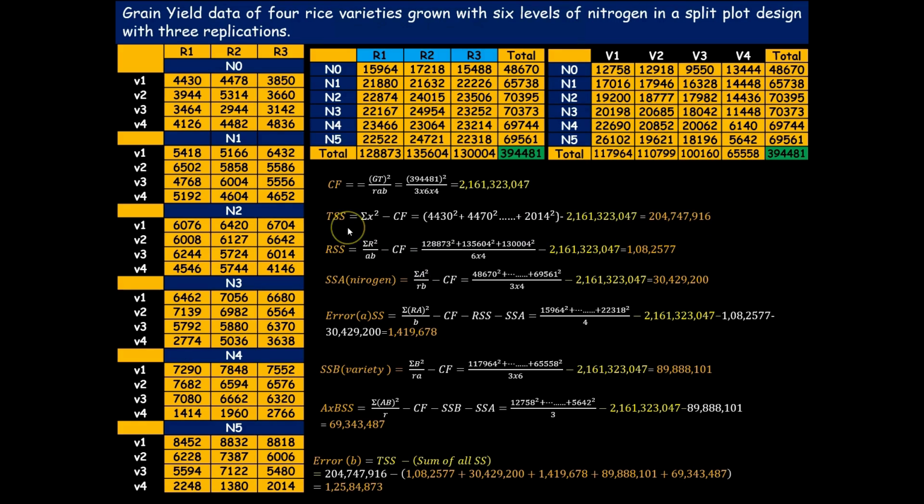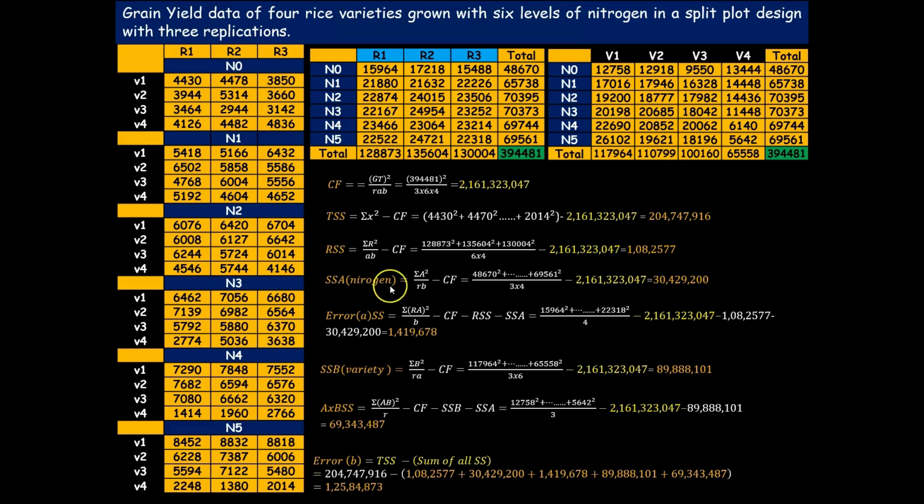Then the replication sum of squares is very simple. The square of replication totals divided by the levels of the main plot and subplot. So we have the replication totals, this square plus this square plus this square, whole divided by the levels of A into B, that is 6 into 4, minus the correction factor, and we will get the replication sum of squares.